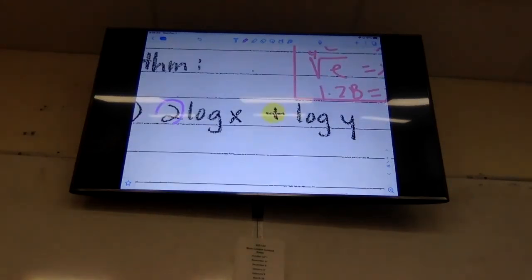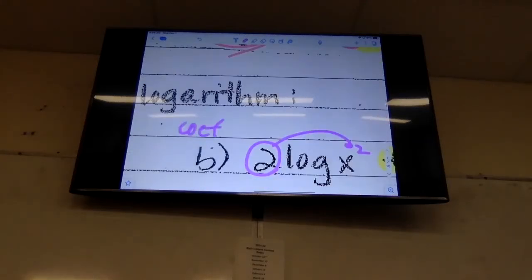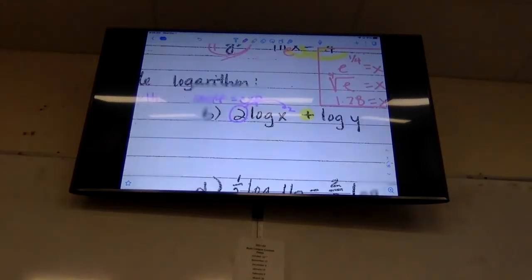And then I've got one other thing right here. Do you remember what happens with that 2, when it's a coefficient in front of the log? An exponent. Very good, Camille. It's an exponent, so it becomes x squared. So anytime you have a coefficient, it becomes an exponent. And I'm going to write this in a couple steps, because the longer I write it out, the more hopefully you understand. You can rewrite this as log x squared plus log y. And then we're going to combine it with multiplication. So we'll say log x squared y. And that's my best answer.